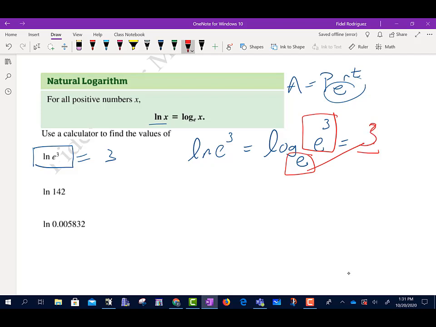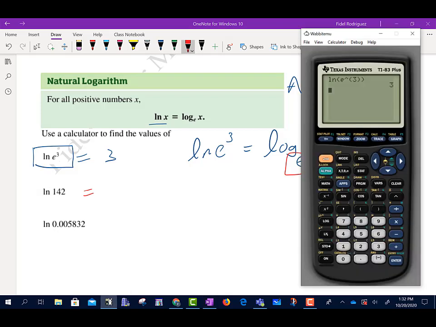Well, e to the third power would give me that right there, okay? So the natural log of 142, I'm going to do the same thing. I'm going to hit ln 142, close that off, and hit enter. And again, to 2 decimal places, I'm coming up with 4.96.